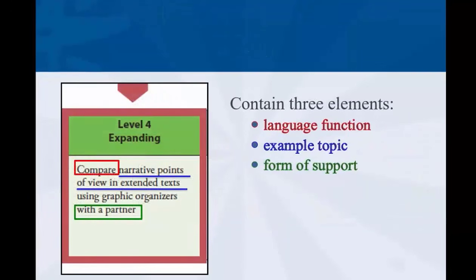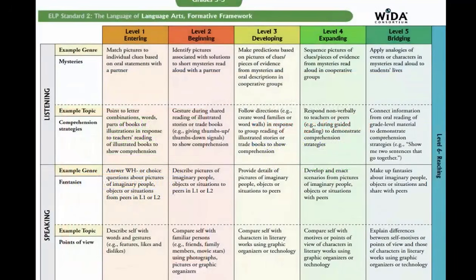This brief explanation contains 3 elements that we can note. It has a language function, which is to compare. It has an example topic, which is narrative points of view in extended text. And it has the form of support, that is, with a partner. And these are examples of listening and speaking MPIs.